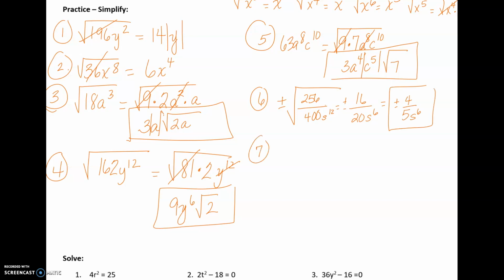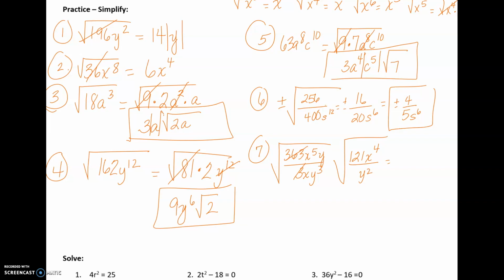Number 7, the square root of 363 x to the 5th y over 3xy cubed. Okay, this time I am going to divide first. 3 goes into 363 121 times. I have x in my numerator and denominator. Where are there more? In the numerator. How many more? 4. I have y's in my numerator and denominator. Where are there more? In the denominator. How many more? 2. Now this is still under the radical.